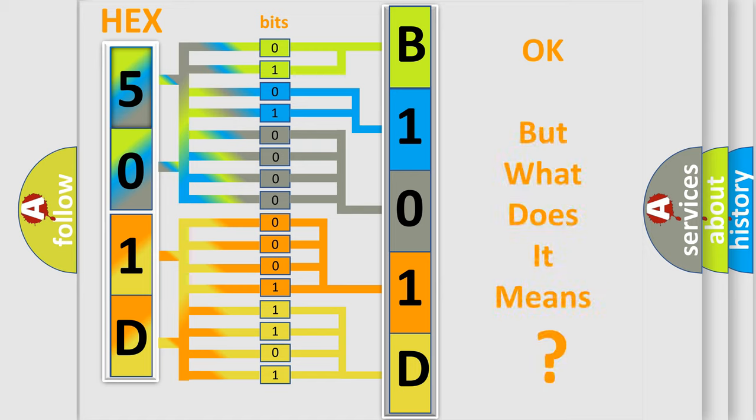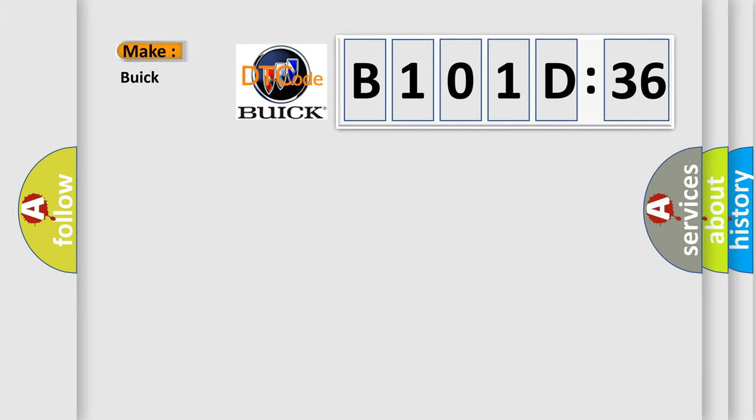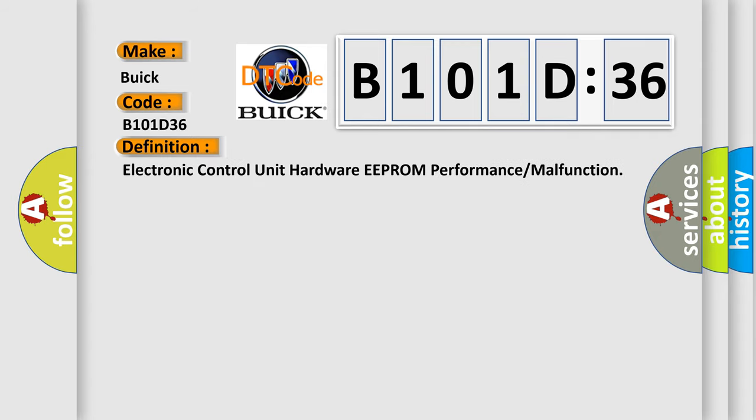The number itself does not make sense to us if we cannot assign information to what it actually expresses. So, what does the diagnostic trouble code B101D-36 interpret specifically for Buick? The basic definition is: electronic control unit hardware EEPROM performance malfunction.